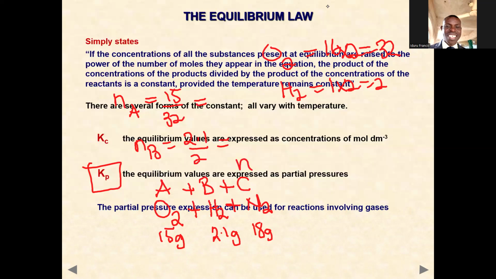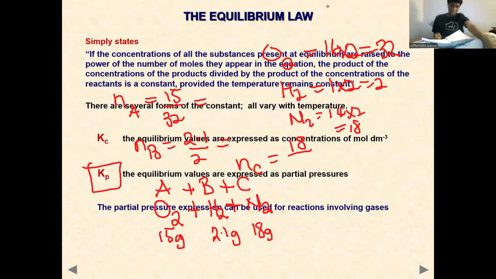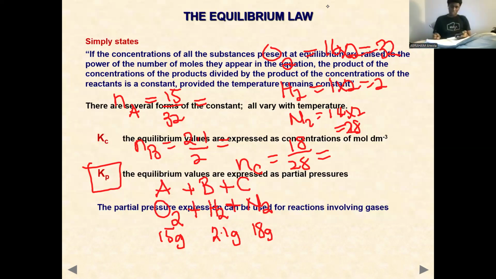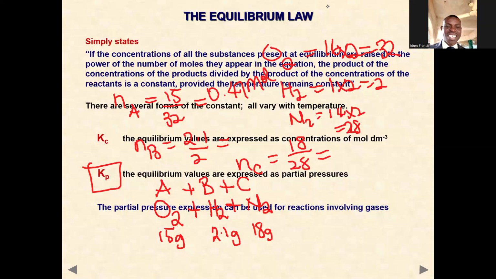Then you calculate the number of mole of gas C, which is 18 over N2, 14 times 2, sorry, that's 28. So 18 over 28, and you get your answer. Now, if you do that, what will you get? The first one, 15 divided by 32, you get 0.47 mole. And the other one, 2.1 over 2, that'll be 1.05 mole, so about 1.1 mole.